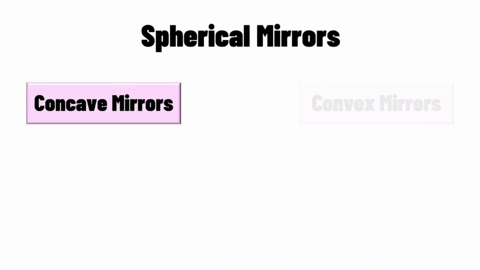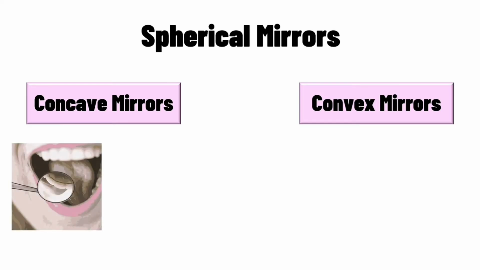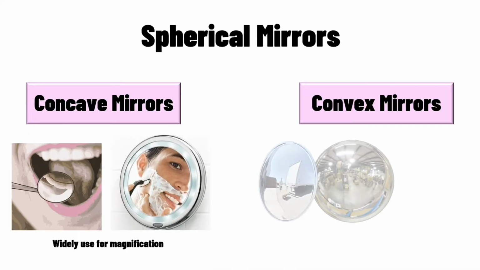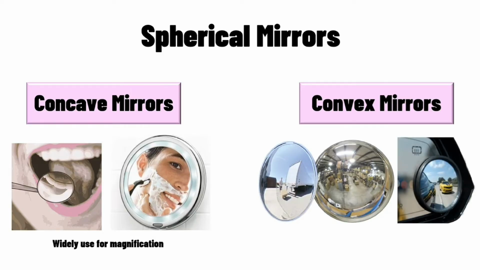Let's look at spherical mirrors. We have concave mirrors and convex mirrors. Concave mirrors are used to magnify things. Dentists use them to magnify cavities, and we use a concave mirror to magnify our face when we put on makeup. Convex mirrors are normally used to get a wider view. They're normally located at corners of shops or used to reduce blind spots on a side mirror.